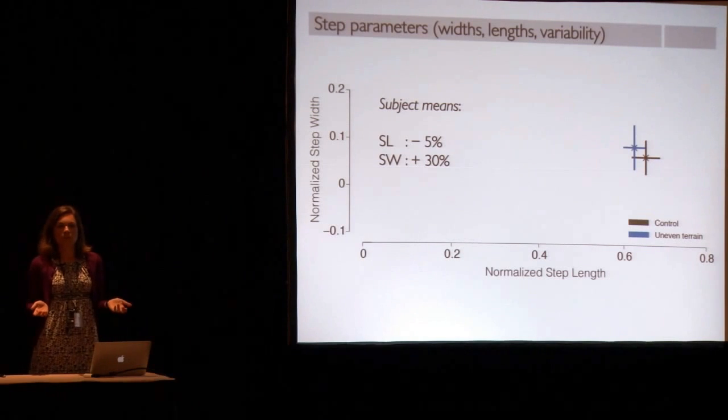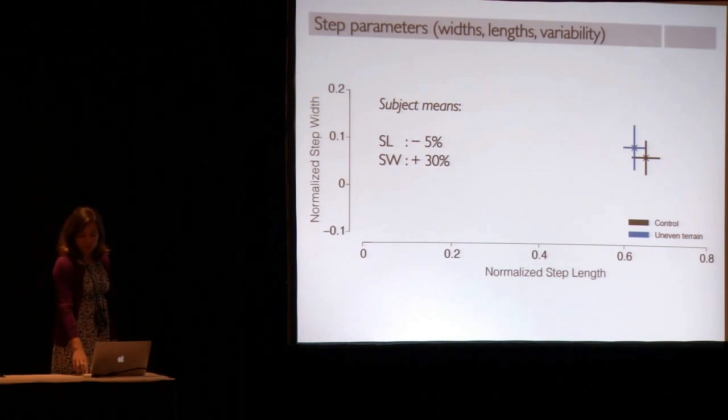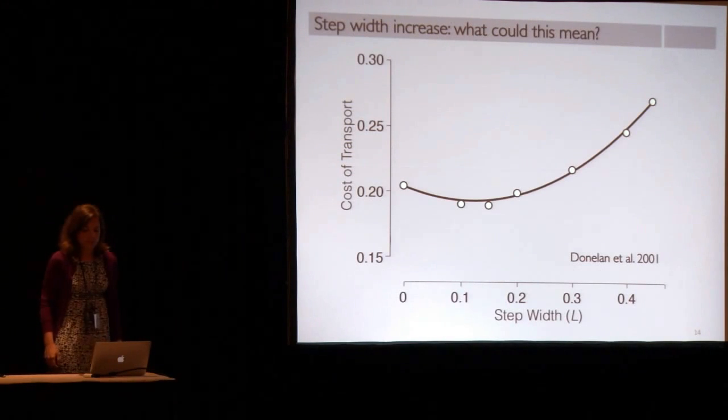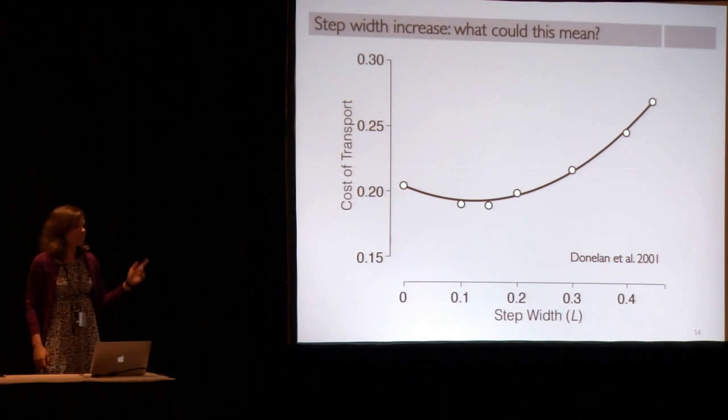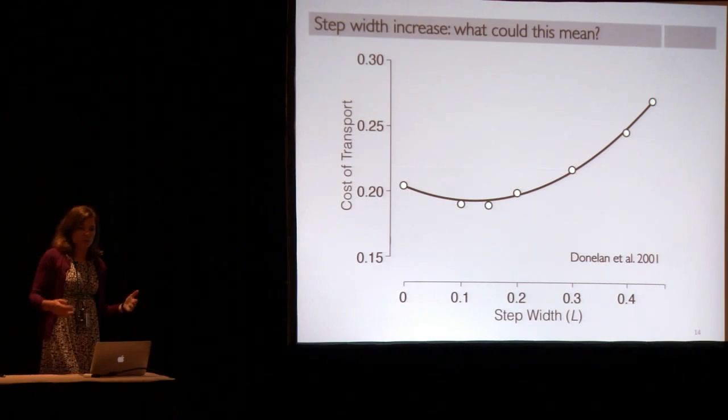And 30%, what does that mean in terms of metabolic cost? Is that a lot? Is that too little? Sounds like a lot. But if we look at previous data, published by Daley and Crow in 2001. So they did a study where they varied step length and measured the metabolic cost.